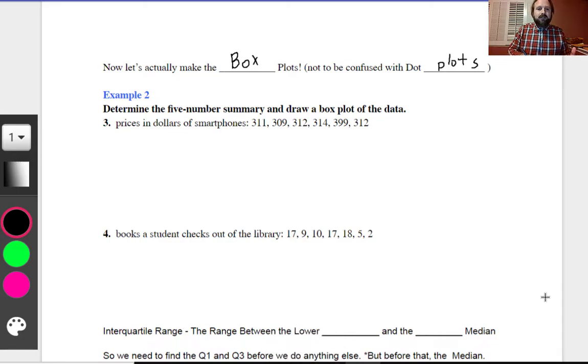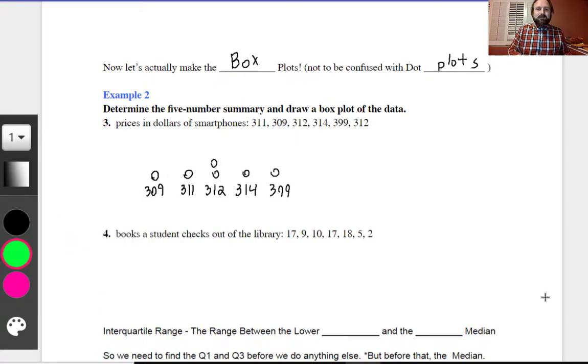So we have 309, we have 311, we have 312, we have 314, and we have 399. In fact, if we wanted to, we could even do a dot plot on this. So don't tell anybody, but we're going to make a dot plot. And so when we do the dot plot, we're going to see, hey, look, this can tell us information.